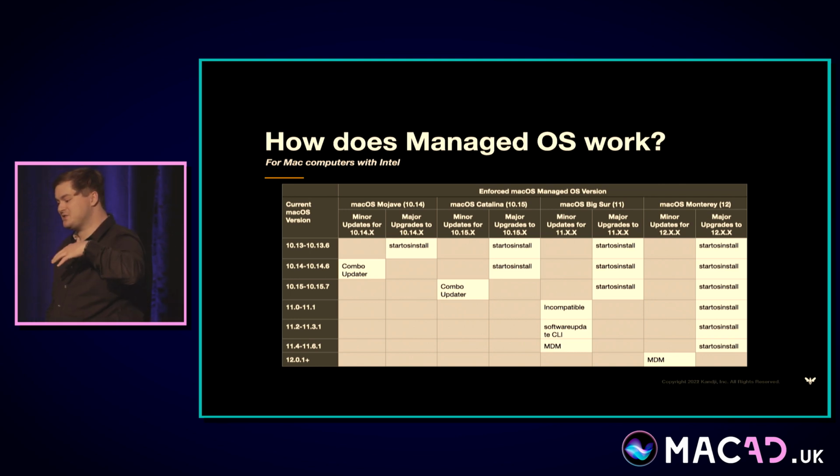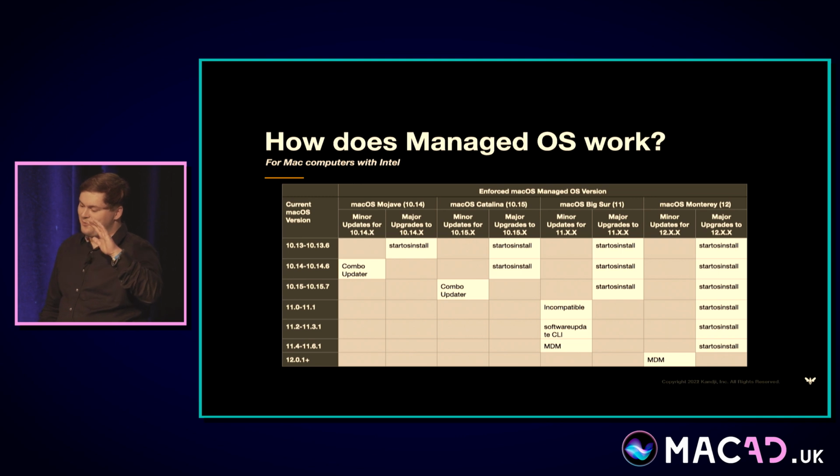Now, moving to kind of the more modern end of the spectrum here, right? You see a lot of references to startosinstall. For Intel devices, any major upgrade, whether it's to Big Sur or Monterey, we're leveraging the startosinstall command line interface. So we're pre-caching the full macOS installer, not bothering the end user until that's done and confirmed. Then once it's cached, we notify the end user and we let them begin the process.